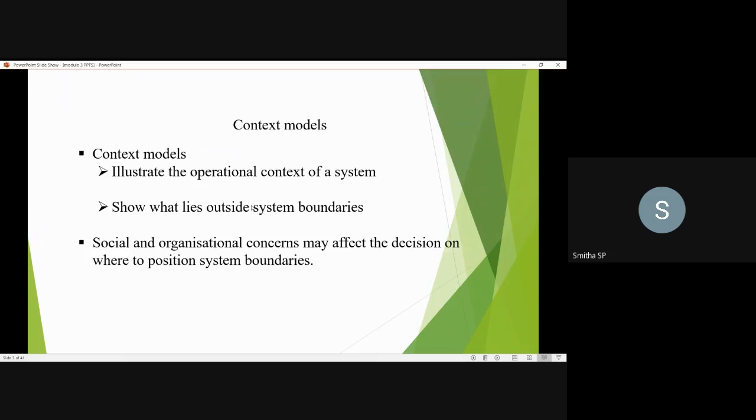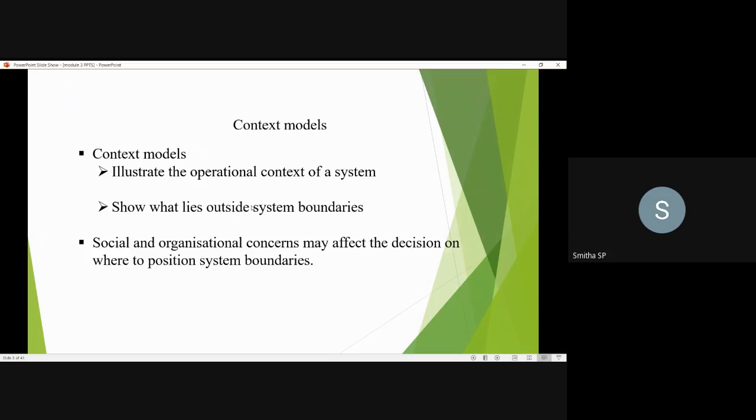Context models illustrate the operational context of a system. Together with that, they show what lies outside the system boundaries. Social and organizational concerns will also affect the decisions on where to position the system boundaries. The context models illustrate the operational context of a system, and they also show what lies outside the system boundaries.